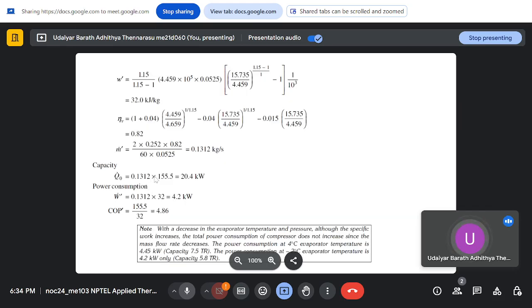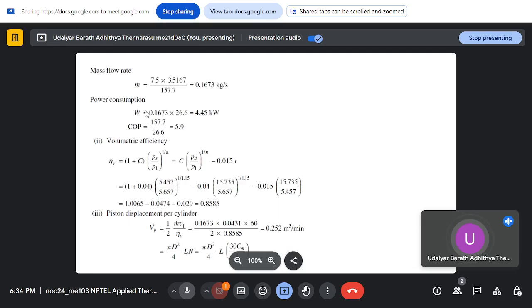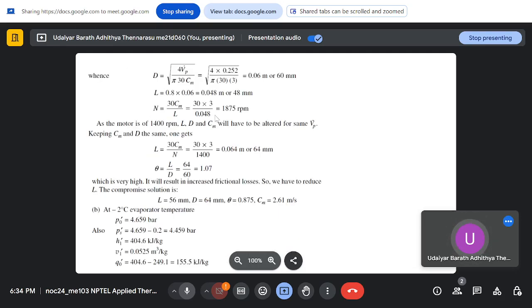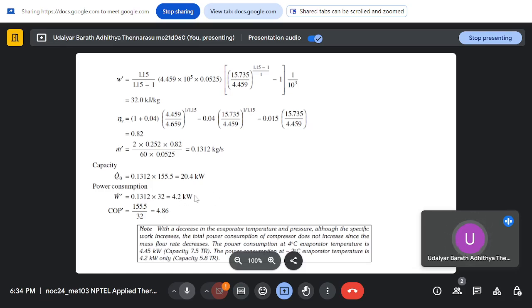So capacity is 20.4 kilowatt and W dot is 4.2 kilowatt and COP is 4.86. So if you see, previously also the work done was 4.45 kilowatt, but in this case it's 4.2 kilowatt.